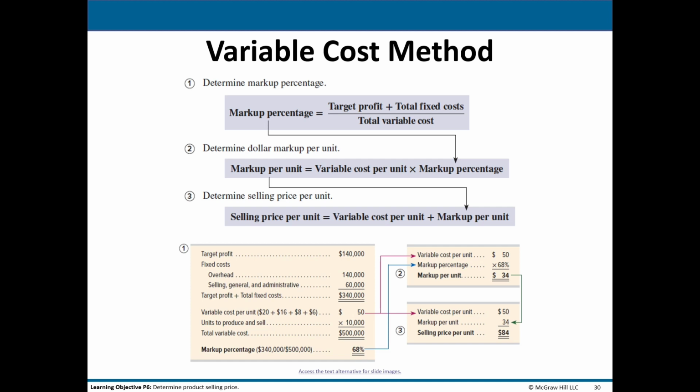Second, determine the dollar markup per unit. That's your variable cost per unit times the markup percentage that you just calculated. Third is determine the selling price per unit. Now that's your variable cost per unit plus the markup per unit.